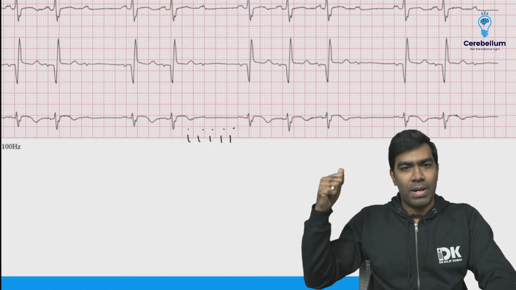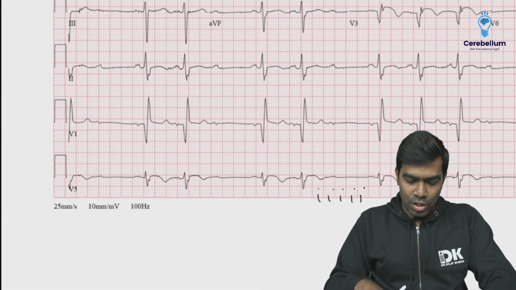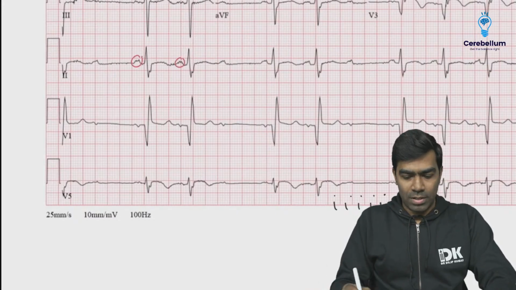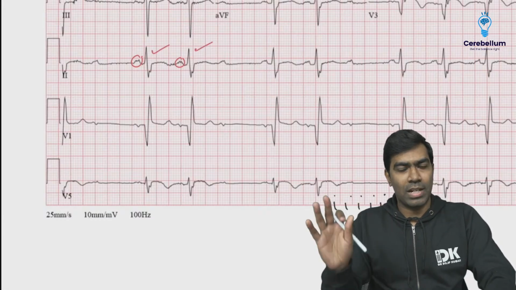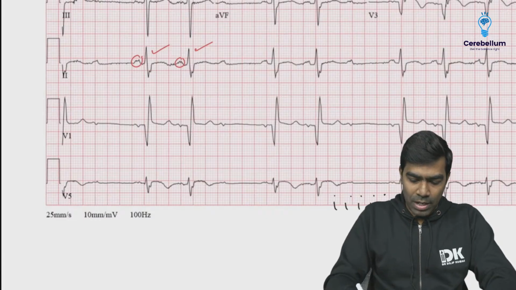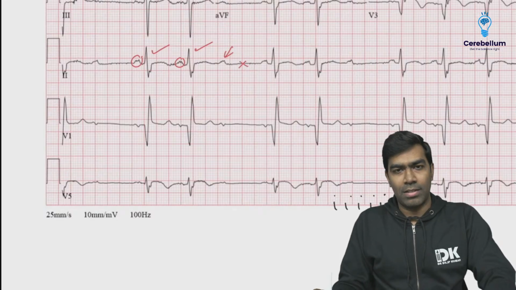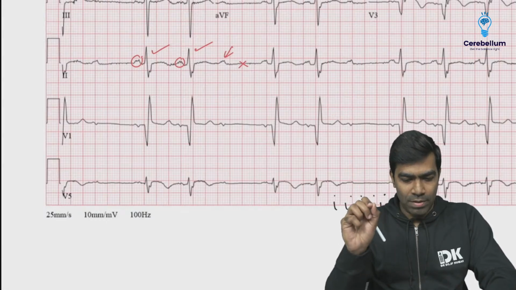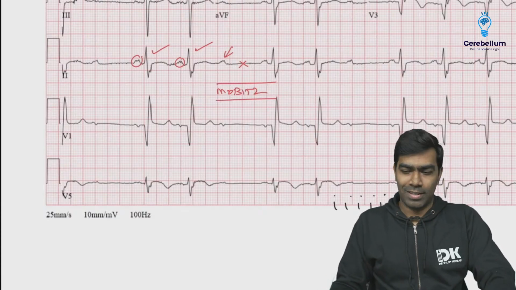So specifically, what bradyarrhythmia is this patient having? If you look carefully in lead 2, this patient is having 2 P waves, both of which are conducted into QRS, but there is another P wave following those 2 QRS complexes which is not conducted. This is a blocked beat. So whenever you see a blocked P wave like this, you always suspect Mobitz.